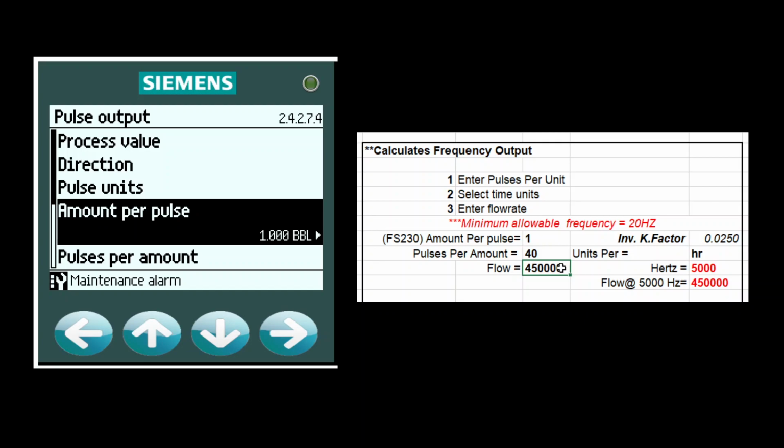And they're interchangeable. However, if you make the pulses per amount 40 and you make your amount per pulse something other than 1, like 2 for instance, it divides, so your frequency now goes down to 2,500 hertz or 1666 and change, or 1250. So just bear that in mind. They work together.